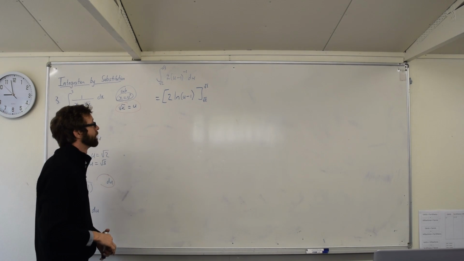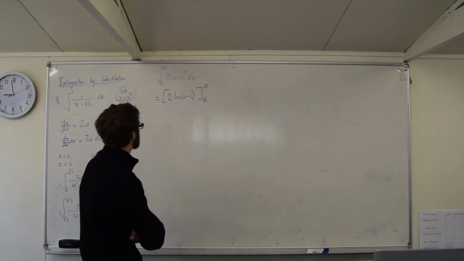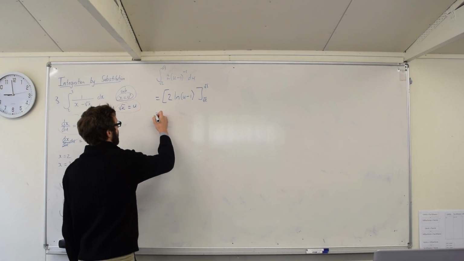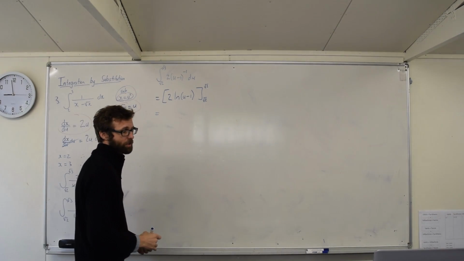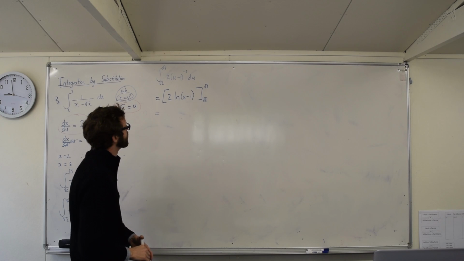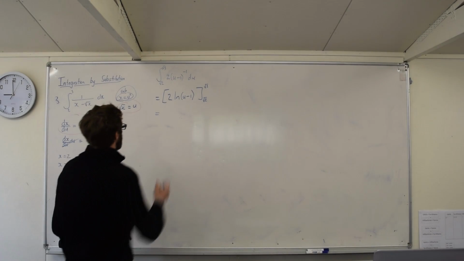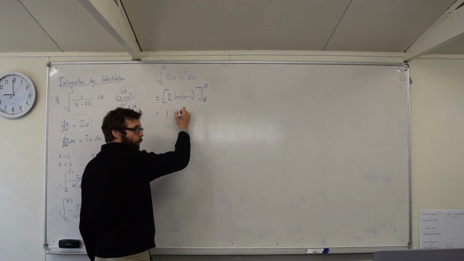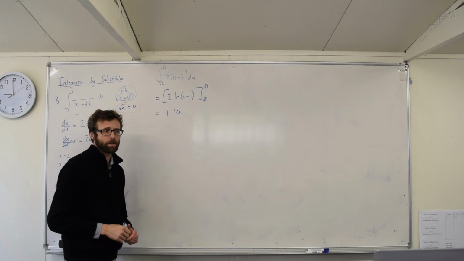Okay. Chuck that into your calculator, and we'll give this answer to 3 significant figures. So I think it is 1.14 to 3 significant figures.